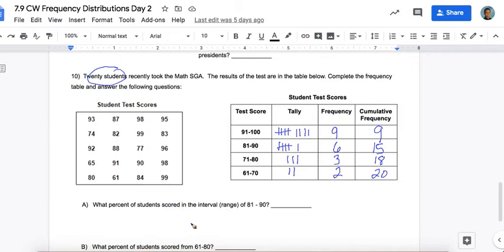Okay, it says what percent of students scored in the interval range of 81 to 90? I see that it's, whoops, sorry, I'm looking at the wrong one. I see that it's 6, and 6 out of 20. I'm going to use the decimal method, so 6 divided by 20, and my calculator would give me 0.3, and then 1, 2 to the right is 30%. And if you use the percent proportion, it would give you the same thing.